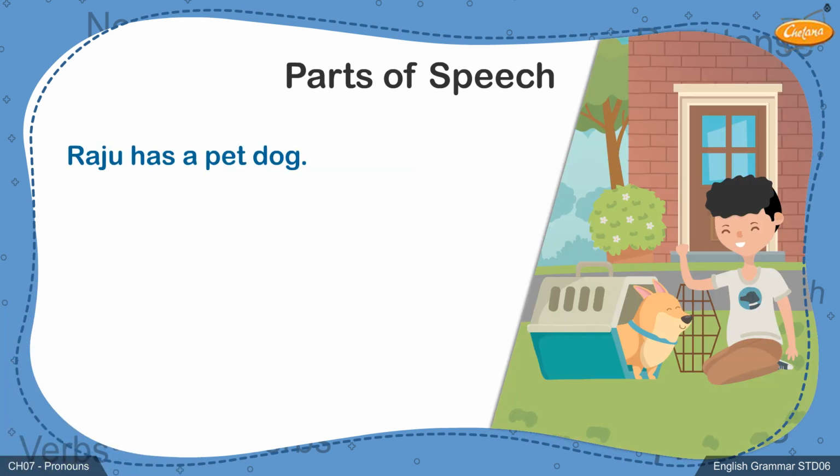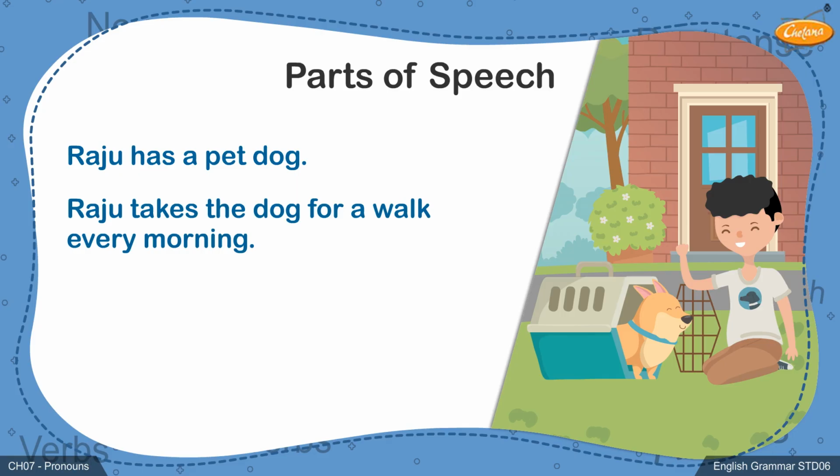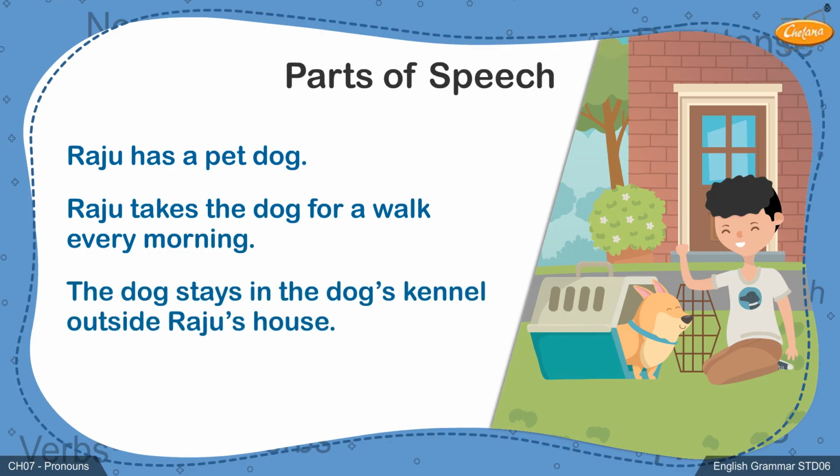Raju has a pet dog. Raju takes the dog for a walk every morning. The dog stays in the dog's kennel outside Raju's house. Students, as you notice, the nouns Raju and dog have been repeated many times. However, we can reduce repeating these two words by replacing them with other words.